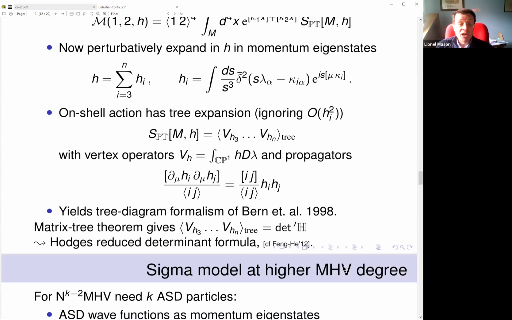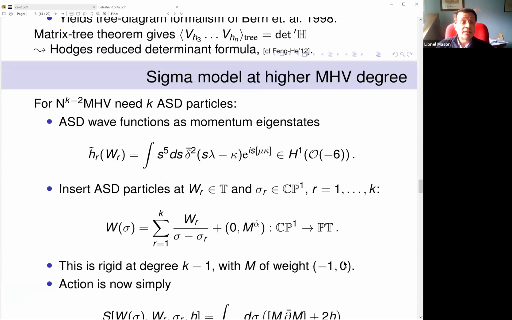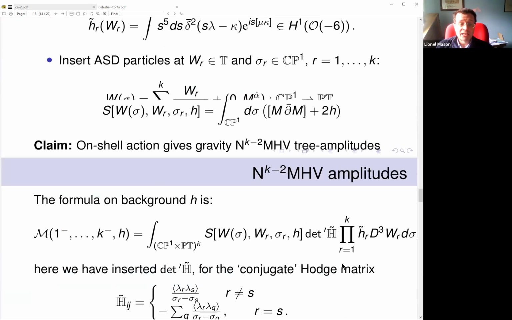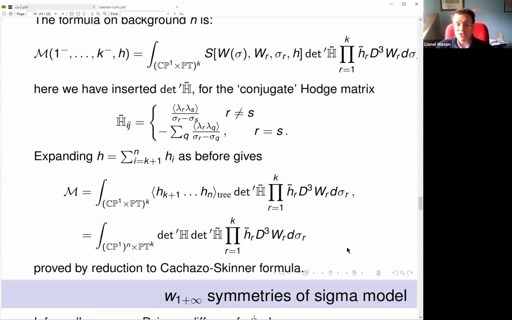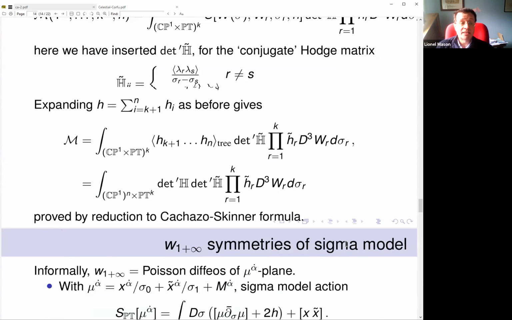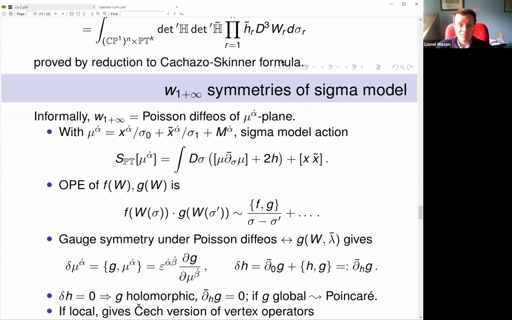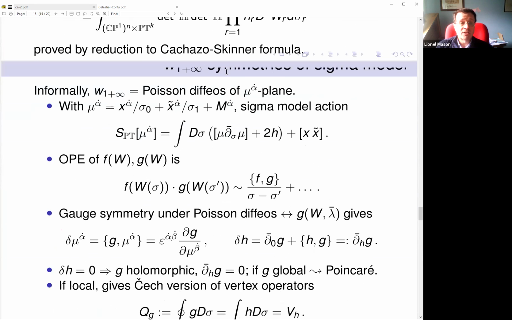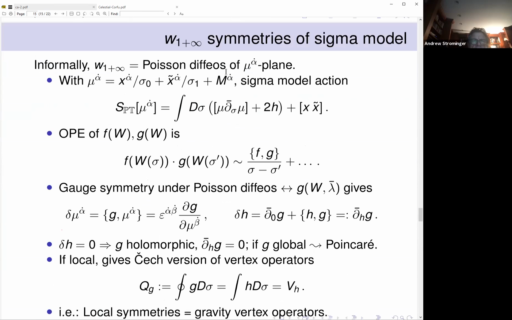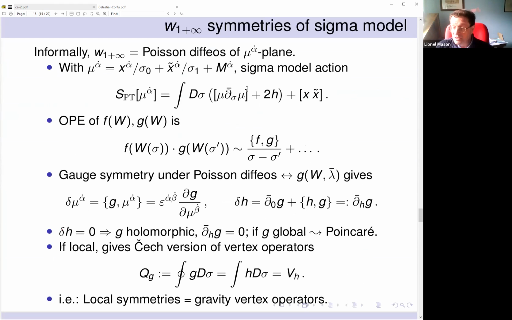Okay, so I'll skip over the higher MHV degrees. Higher MHV degrees correspond to higher degree in twistor space, as familiar from twistor strings and various other places. And you can get a formula which you can prove using this sigma model, prove using the Kashaizo-Skinner formula. Sorry, I've only got about, Anastasia will tell me I've got minus something or 2 minutes or something. But anyway, okay.